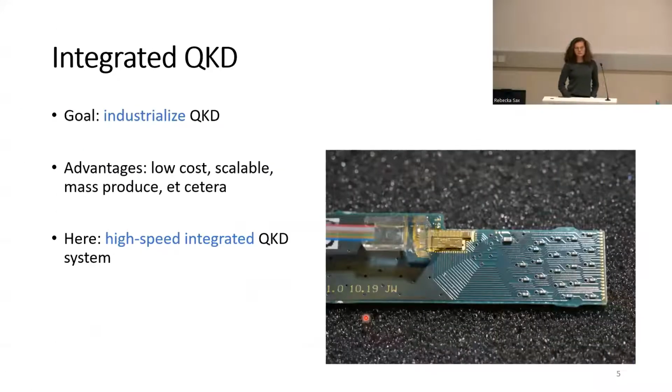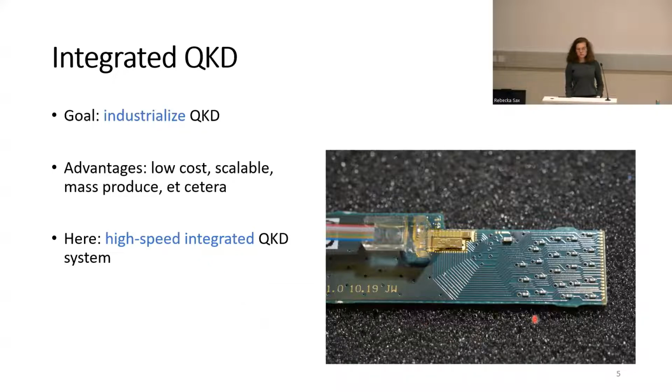Now, with the aim of further developing and eventually industrializing QKD, a natural step is to go towards integrated platforms. There are several advantages of this. Not only can we reduce the size, which is practical from a user point of view, but we can also lower the costs, mass produce, etc. So for the rest of the talk, I'll now introduce our high-speed integrated QKD system.